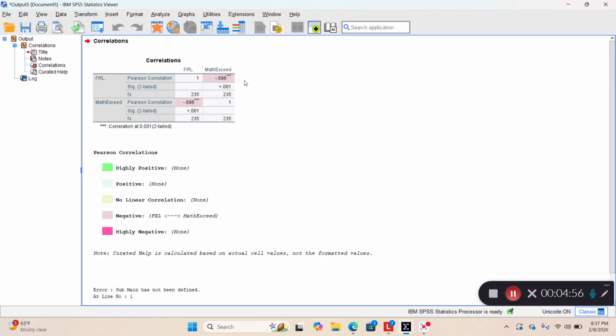So to conclude, the relationship is statistically significant. It is strong in strength based on the value of r, which was 0.696, greater than 0.50. So that's going to be a strong negative correlation, and the relationship is very meaningful. It means that as poverty levels increase in a school district, the percentage of students achieving at the exceeding level in math tends to decrease in a notable way.